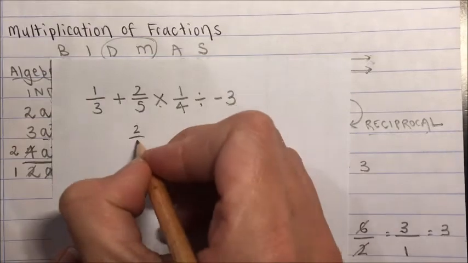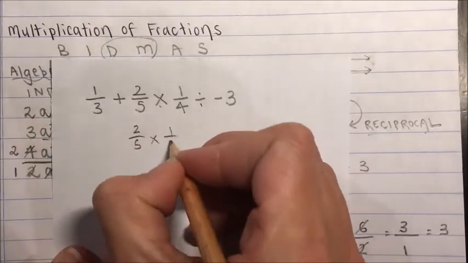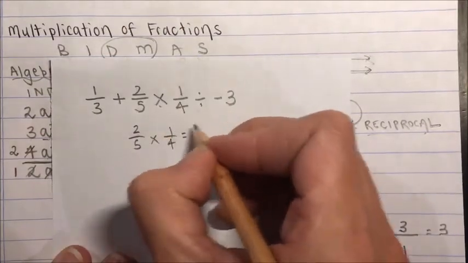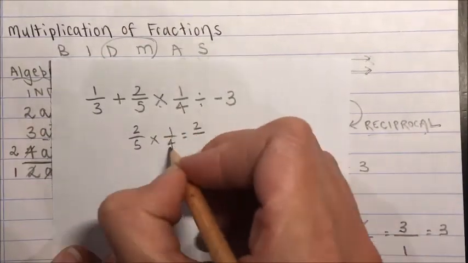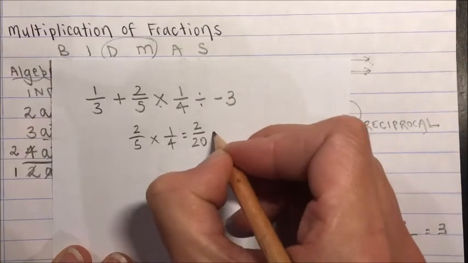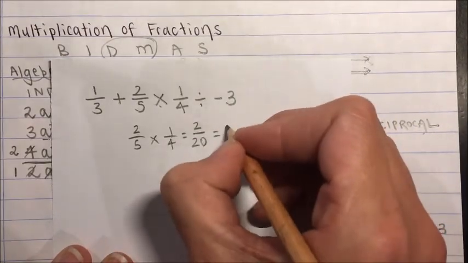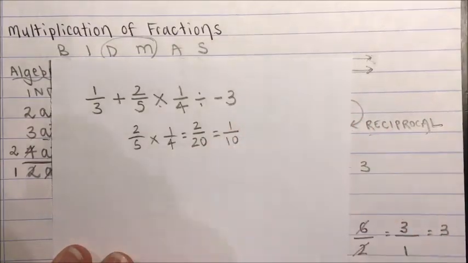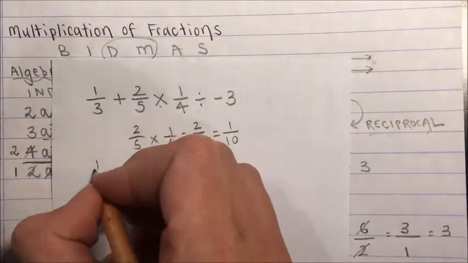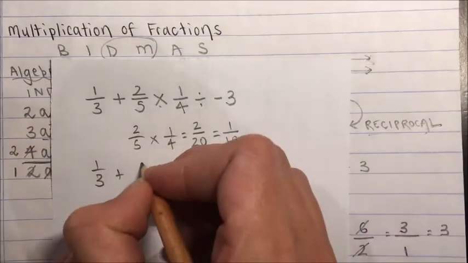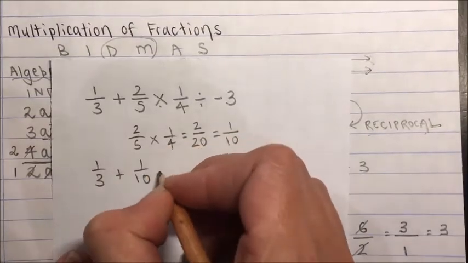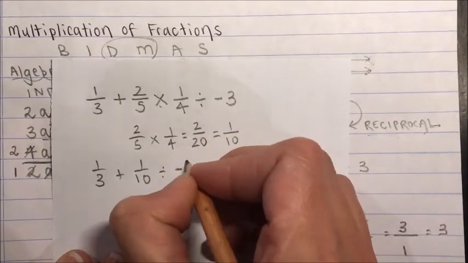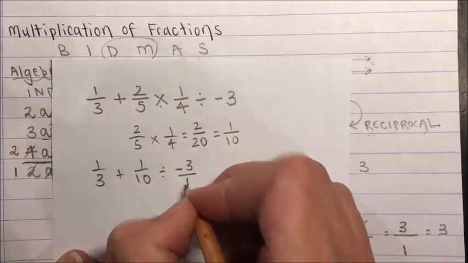First I'm going to go 2/5 times 1/4. That's the first part. So 2 times 1 is 2, 5 times 4 is 20. Oh, and I can simplify that. 2 goes into itself once, 2 goes into 20 10 times. Excellent. So now I've got 1/3 plus 1/10 divided by, this becomes -3 over 1.